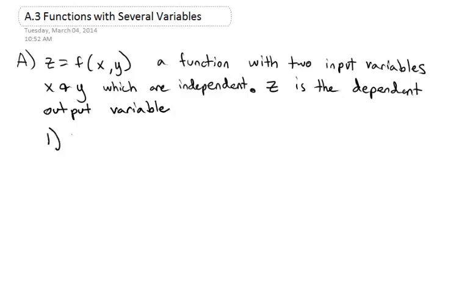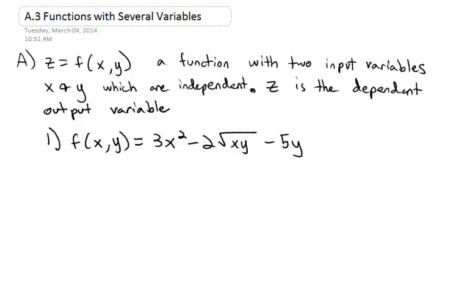So for example, just to kind of set it up a bit, let's say we've got f of x comma y is equal to 3x squared minus 2 times the square root of xy minus 5y. Notice this function uses both x's and y's. So then we could calculate what f of maybe 6 comma 24 would be. Notice 6 is in the first spot, that's the x. 24 is in the second spot, that's the y. So we're going to replace all the x's with 6 and all the y's with 24.